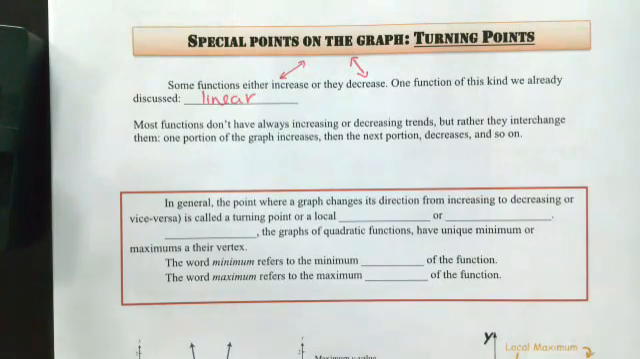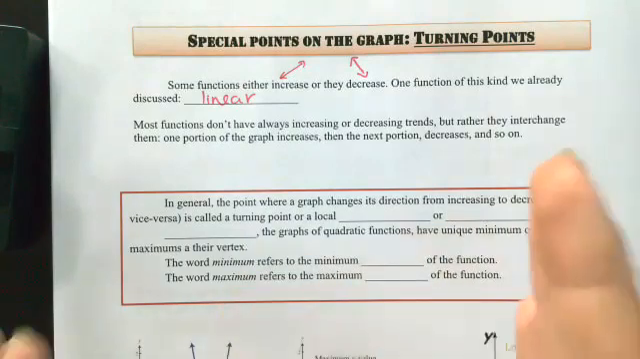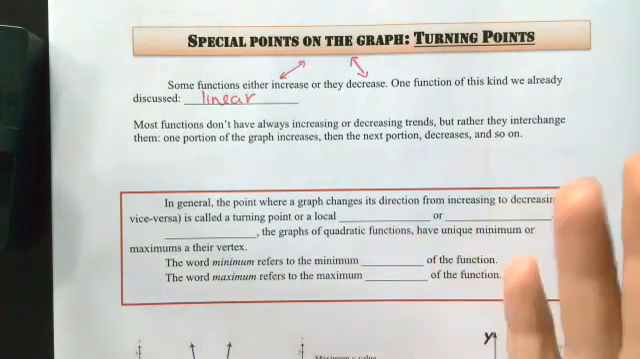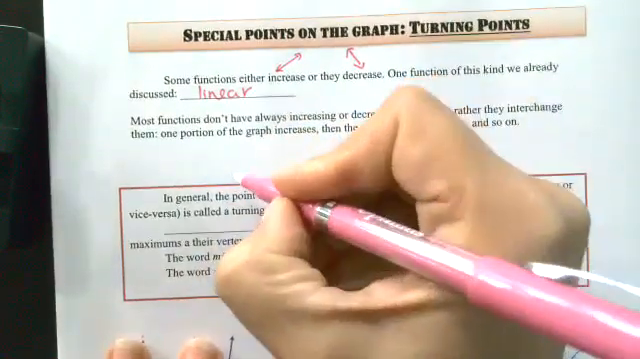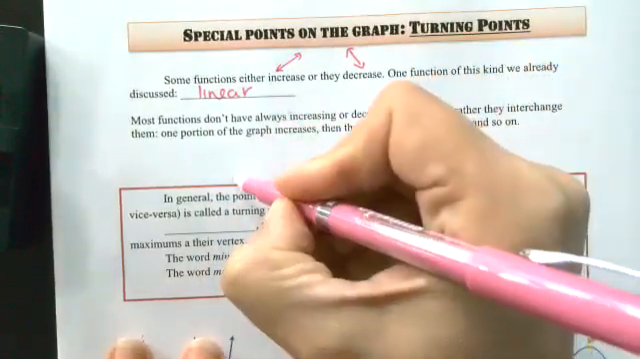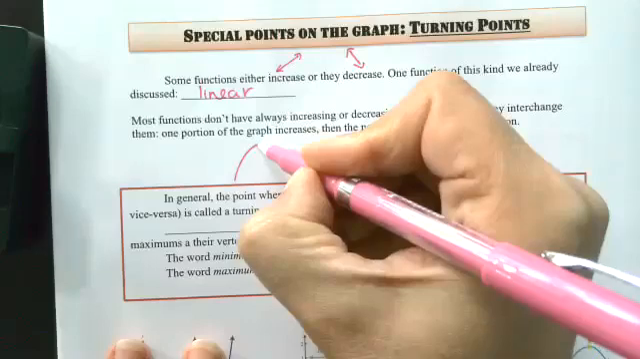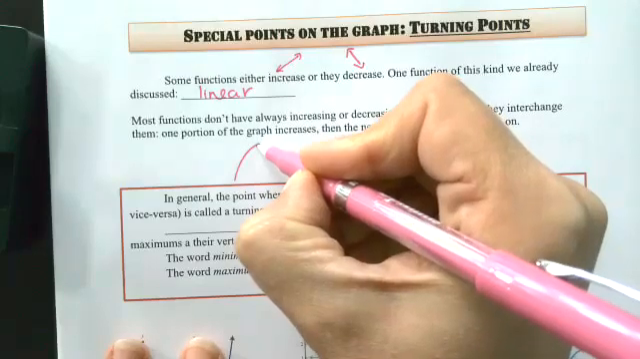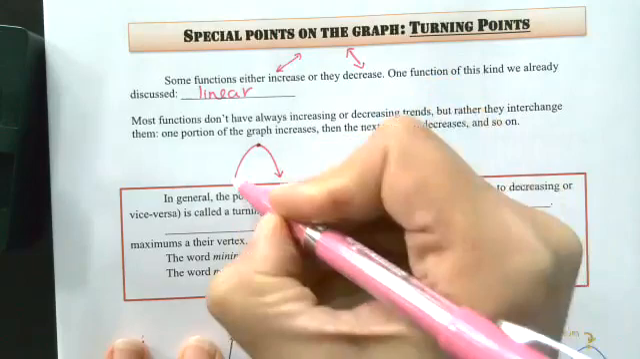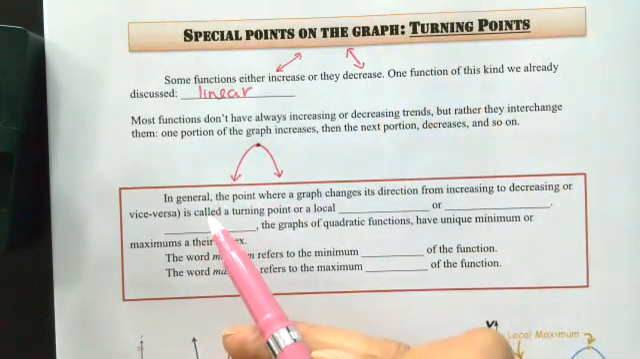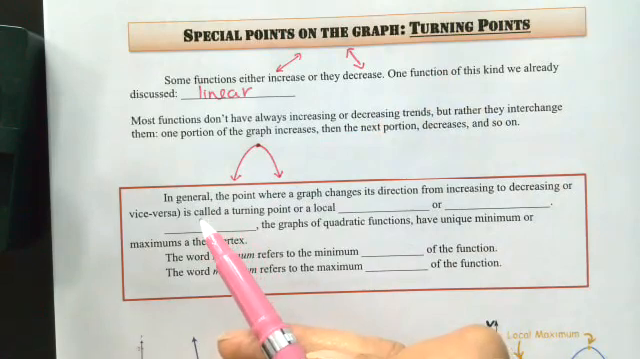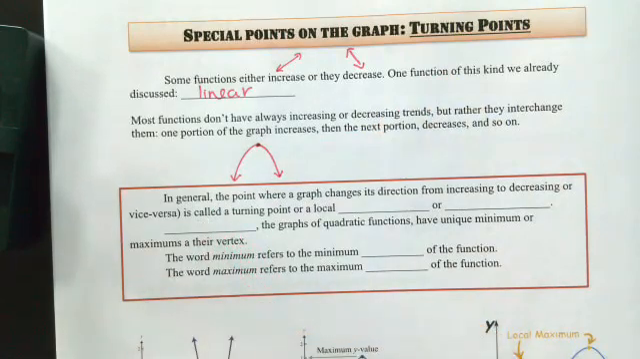They will have portions of the graph where they're increasing and then they switch over to a decreasing trend and further on. For example, an upside down parabola will have a portion up to the vertex where it's increasing, and then after the vertex it's going to decrease. So we can't say this function is a decreasing function, because it's not. We have to describe increasing and decreasing on portions of the graph.